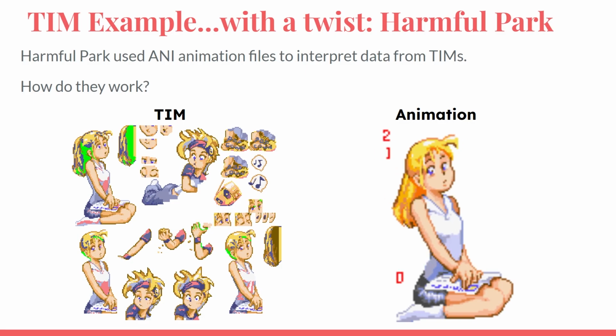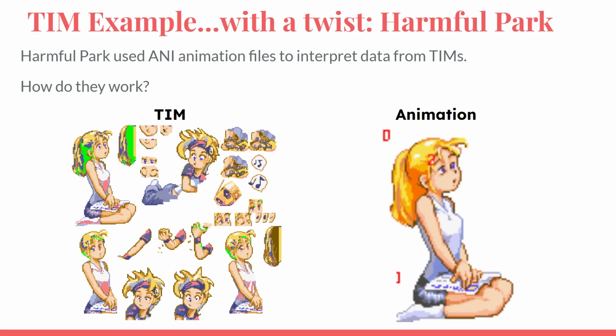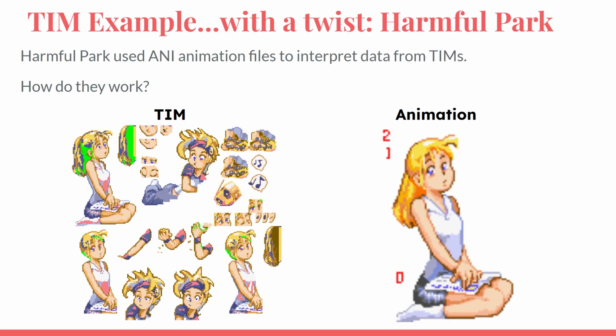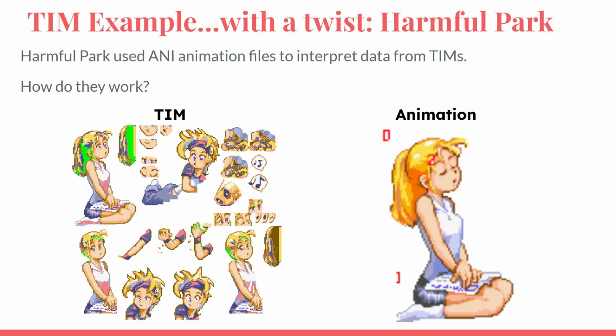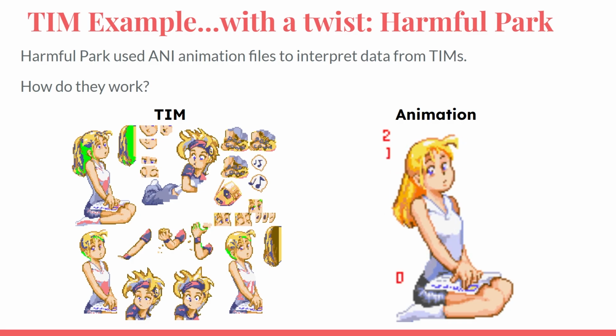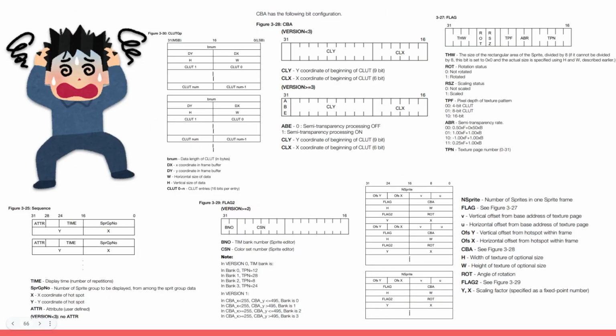So here's an example of a game that actually uses TIMs, but it uses it in a very non-standard way. This is Harmful Park, a game for the PS1 that I translated. As you can see, the game has very detailed sprite animations, but looking at just the TIMs themselves, it's not exactly clear or easy how to piece them together to make the actual complete animation. In order to interpret the data from the TIMs, it uses something called an ANI file, and the way they work is a bit complicated. And when I say a bit complicated, I mean a lot complicated.